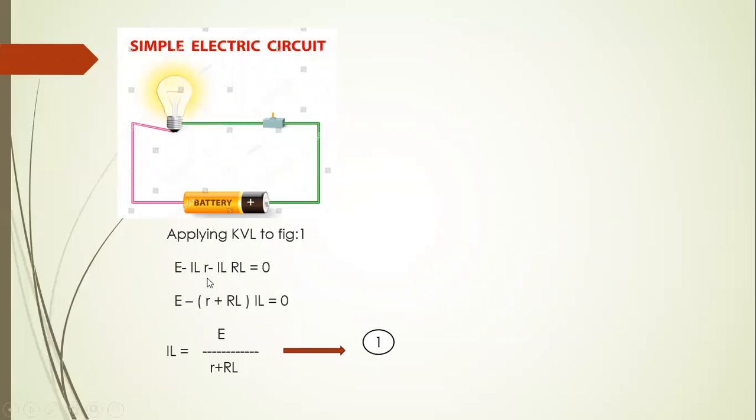So E, I can take IL common over here. E minus (r plus RL) into IL is equal to 0. Then rewriting, IL is equal to E divided by (r plus RL), equating this as equation 1.